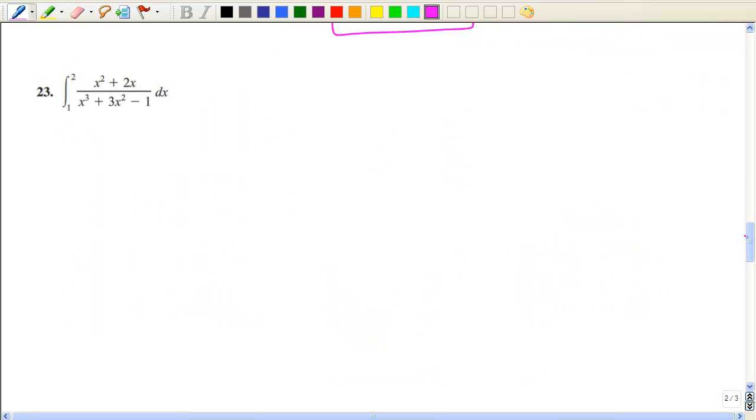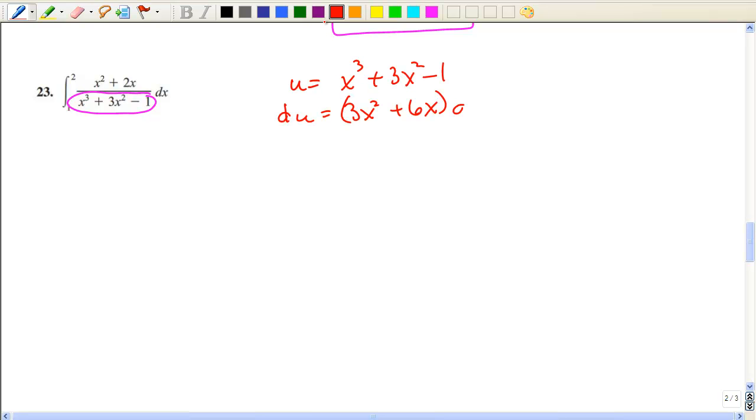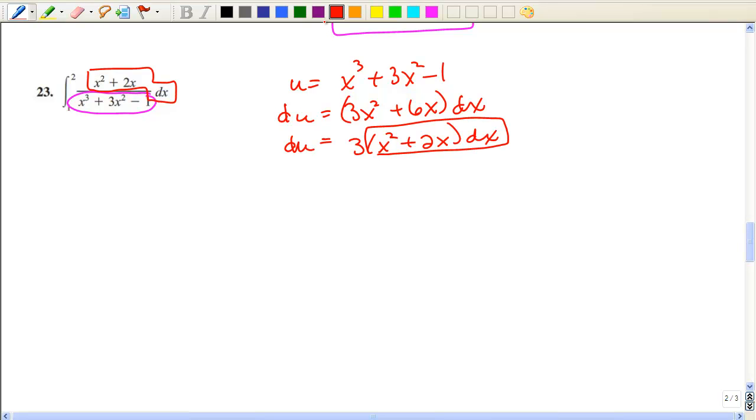Now that looks like a scary problem. When you have a quotient that doesn't look quite so easy, I always try to look at the denominator, and let's let u equal to that denominator. Don't forget that dx. Now let's compare. Let's look at that numerator. Kind of close. What if we factored out a 3? Then this right here is exactly the numerator. So I just need to divide by 3.